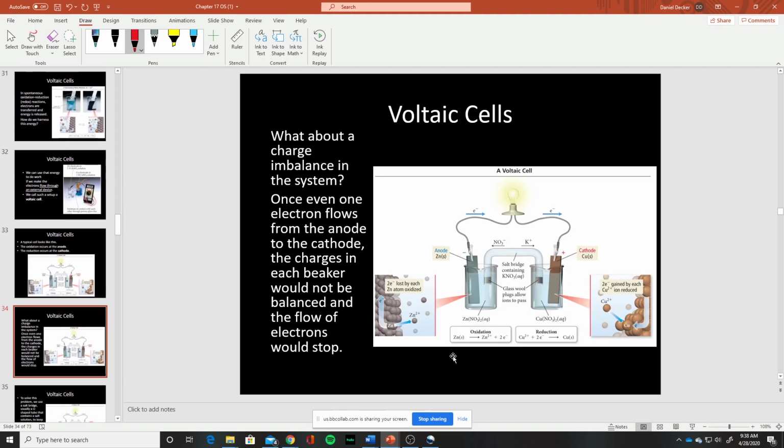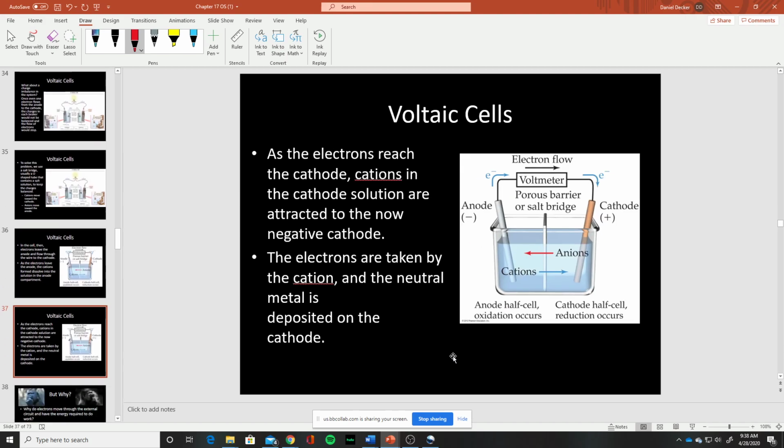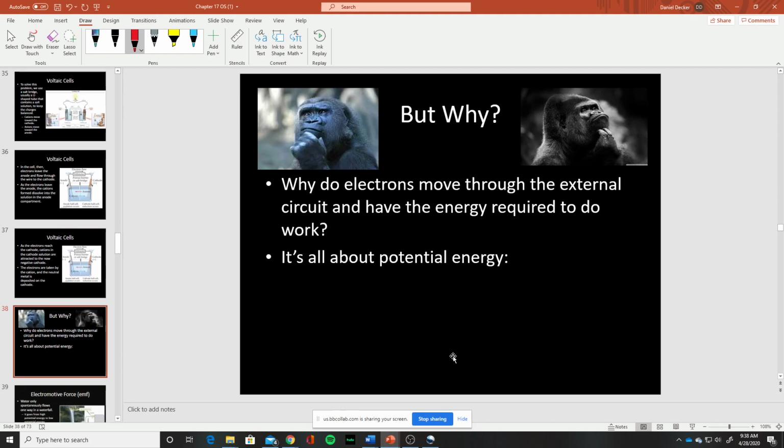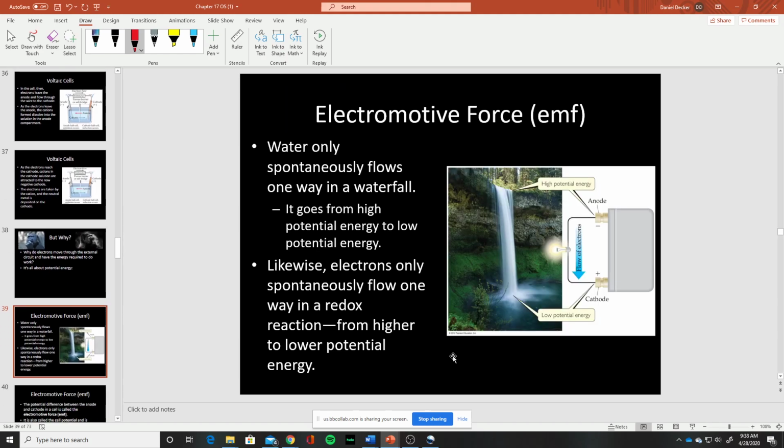So you should be comfortable thinking about the construction, so to speak, of a voltaic cell and all its different parts. This is just more about voltaic cells. This is talking about the voltage of a cell. You should understand, generally speaking, why electrons move in an electrochemical cell.